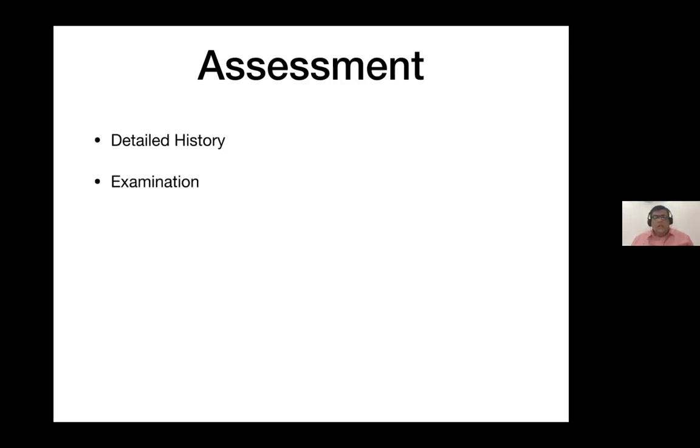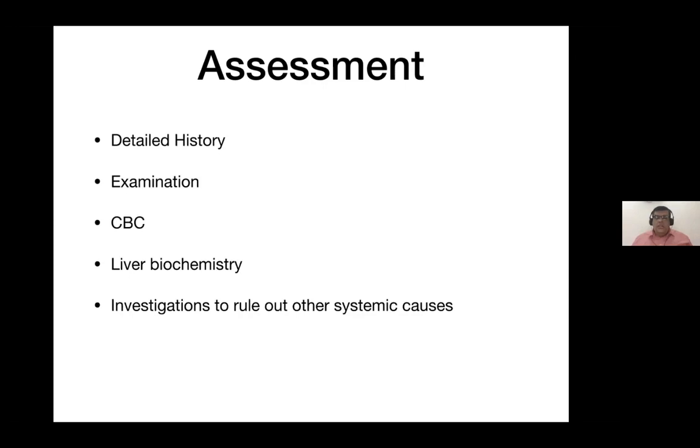On examination, you want to quantify the amount of ascites, see whether the patient has tense ascites or not, and look for other features of liver cell failure. Platelet count is a very important indicator of advanced liver disease. Of course, you would order a liver biochemistry. You would always do investigations to rule out other systemic causes of ascites. Especially, you would want to rule out renal causes and cardiac causes, especially when the history for liver disease is not there.